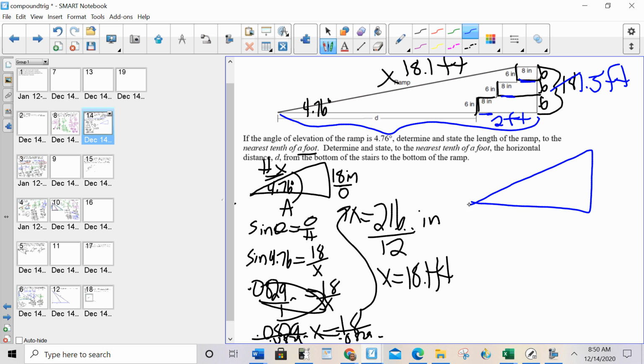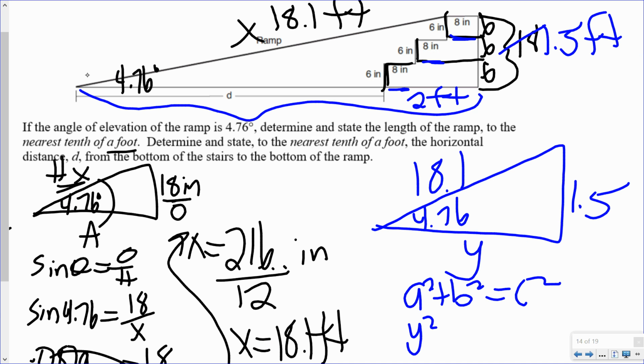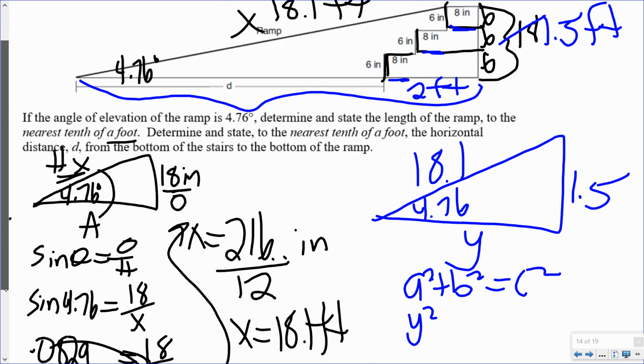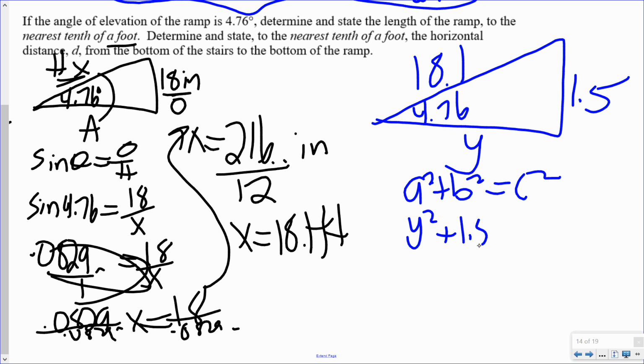I know that this is 1.5. I know that this is 18.1. I know that this is 4.76. I want to find the bottom. I'm going to call this y. Now you have a couple of options here. You can use Pythagorean Theorem, or you can use SOH-CAH-TOA. Since I have the two other sides, I have enough information to do Pythagorean Theorem, so let's do Pythagorean Theorem. I haven't done it yet today. So y squared plus 1.5 squared equals 18.1 squared.